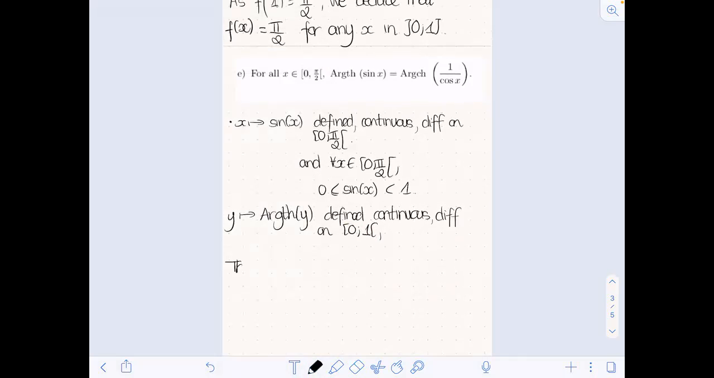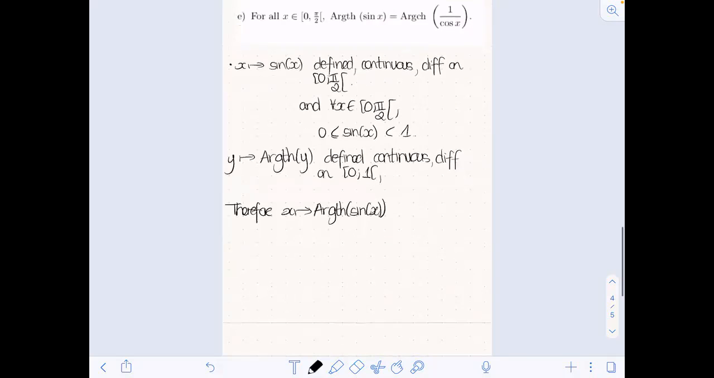Therefore, x maps to argth of sine of x is defined, continuous, differentiable on 0, π/2. Okay, so that's for the first part.